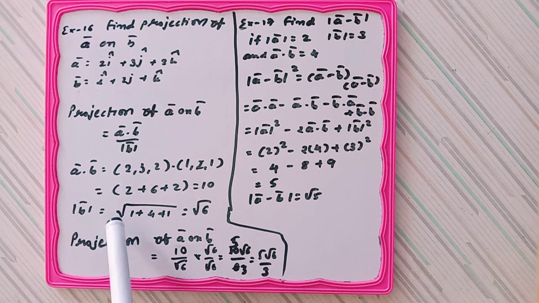And magnitude of b bar will be under root 1 plus 4 plus 1, root 6. And so the projection of a bar on b bar will be given by 10 by root 6. So we rationalize, multiplying by root 6 by root 6. So 10 root 6 by 6, we simplify, then 5 root 6 by 3.